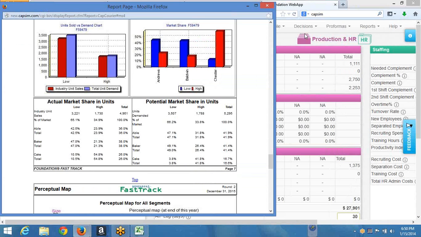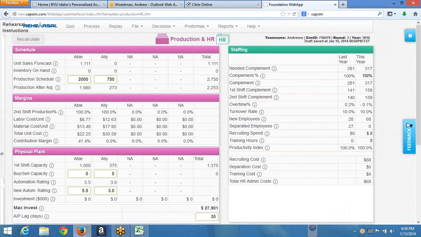I'm going to recalculate that. I'm going to stick that in. But it says right here, after her production after adjustment, she can really only sell 273 products. So you could try to produce 750, but if you remember, she comes out in August of 2016, so she can only be produced from September, October, November, and December, so 4 months out of the year. So she can really only sell 273 products.